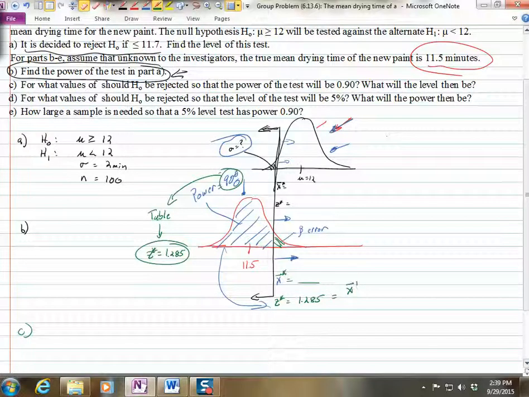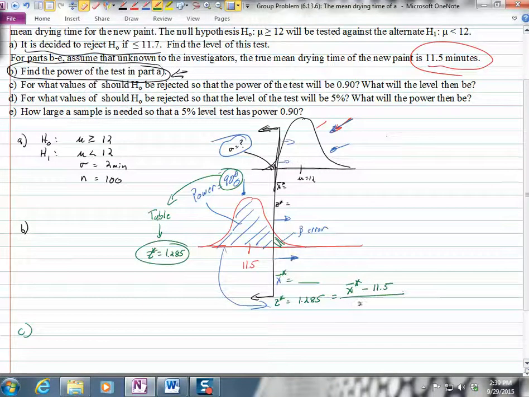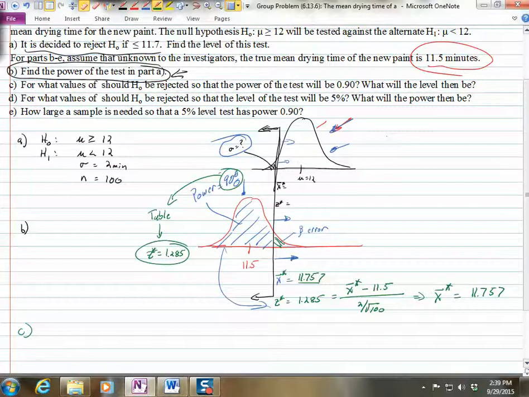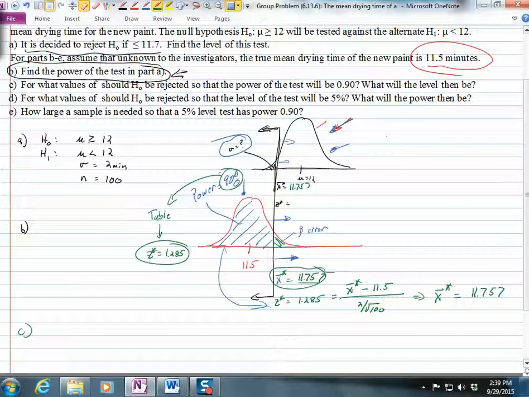So that's minus, so the cutoff value in units of x bar, if you will, you got 11.757. Anybody get that? Good. Okay, so again, it's very important to know that it's the same line here as it is up here. The cutoff value is the same rejection region.